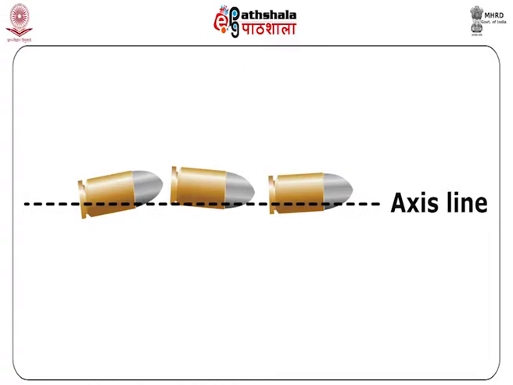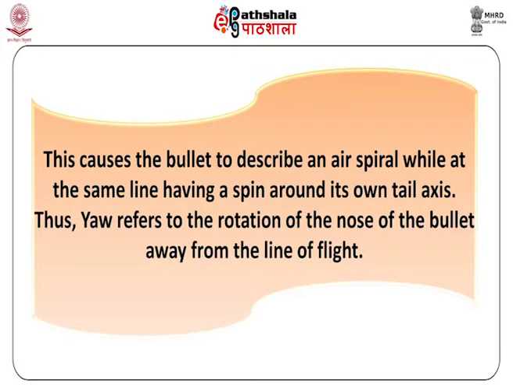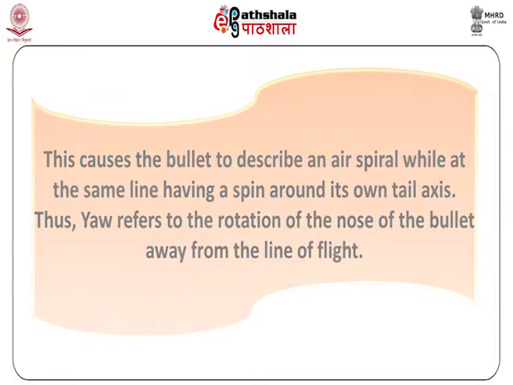This is due to slight destabilization of the bullet as it leaves the barrel, and is probably the result of excessive spin on the bullet. This causes the bullet to describe an air spiral while at the same time having a spin around its own tail axis. Thus, yaw refers to the rotation of the nose of the bullet away from the line of flight.